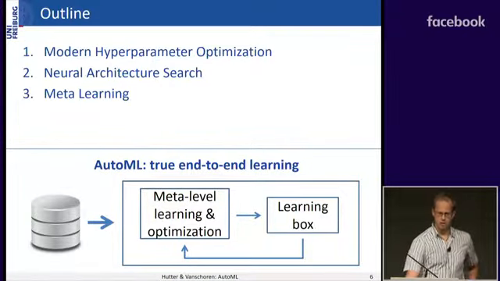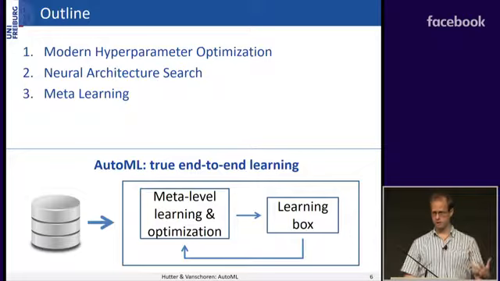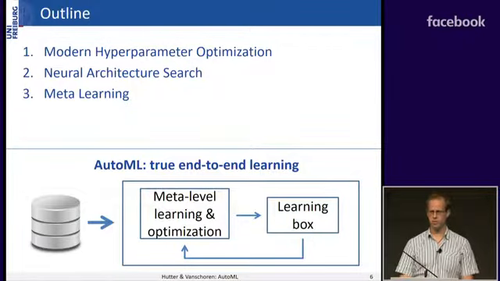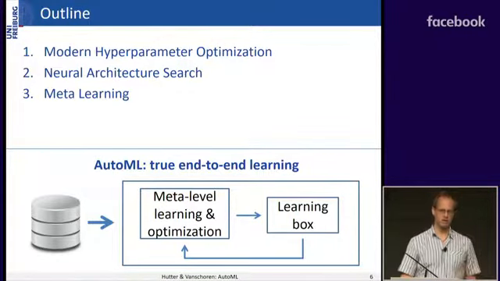So the outline of the tutorial is as follows. We'll first talk about modern approaches to hyperparameter optimization, which might sound like a somewhat boring topic, but if you don't get automated hyperparameter optimization inside of your inner loop, then you can't really do AutoML. So it's really important to have a robust and efficient core of your machine learning pipeline. Then we'll talk about neural architecture search, and then about meta-learning. I'll cover the first two of these, and Joaquin is going to talk about meta-learning.